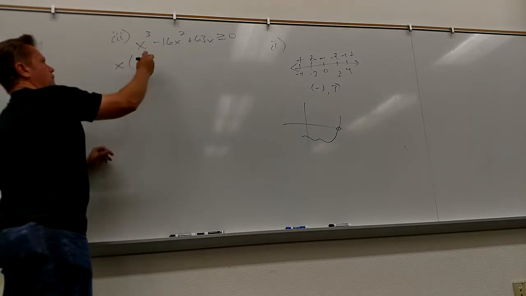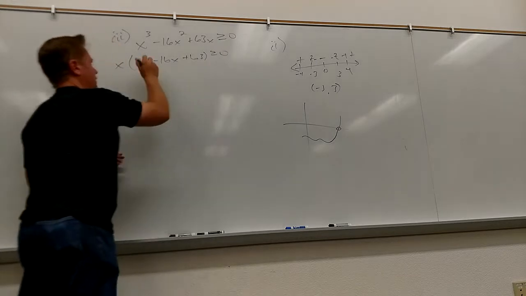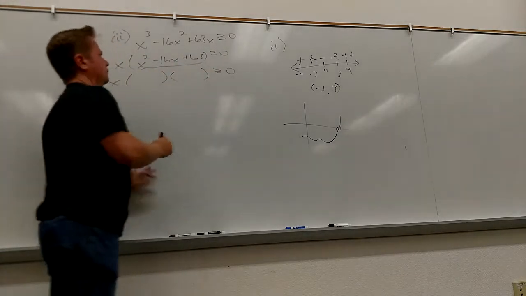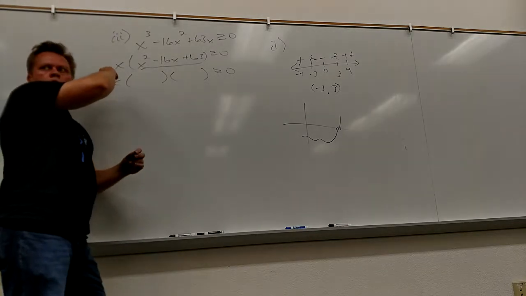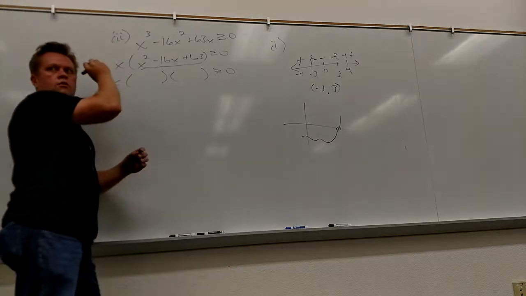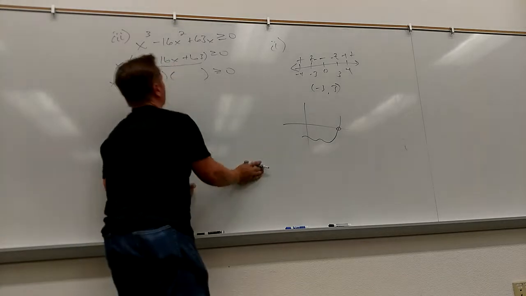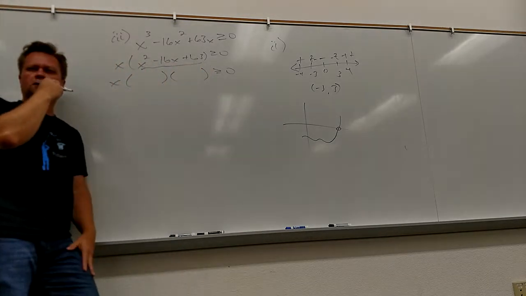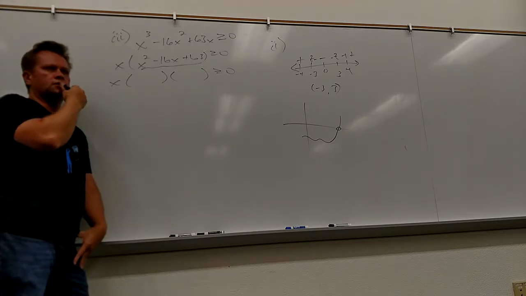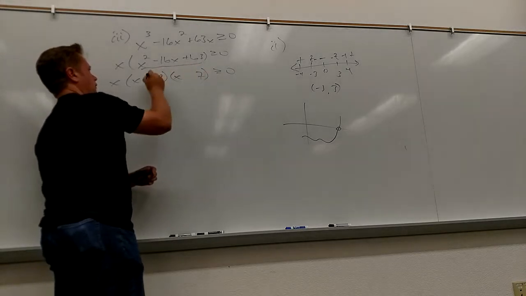Take an x out. I like it. So everybody just loses an x. And then this guy: you have to add, multiply to be 63. There's not that many things that do that. And add to be 16. 9 and 7. I like it. And they both have to be negative.